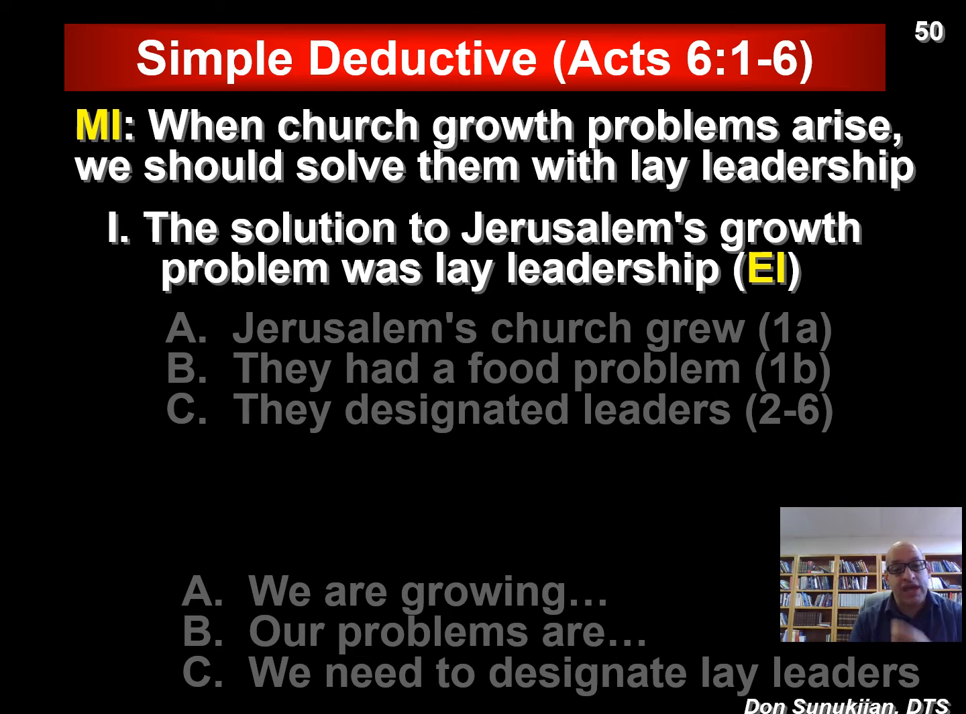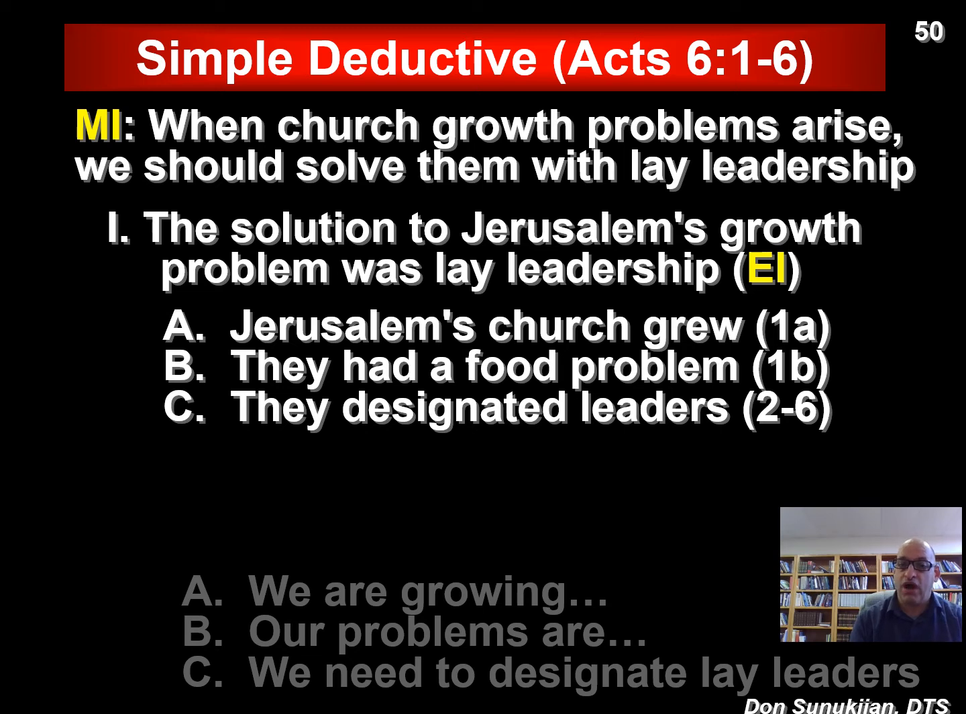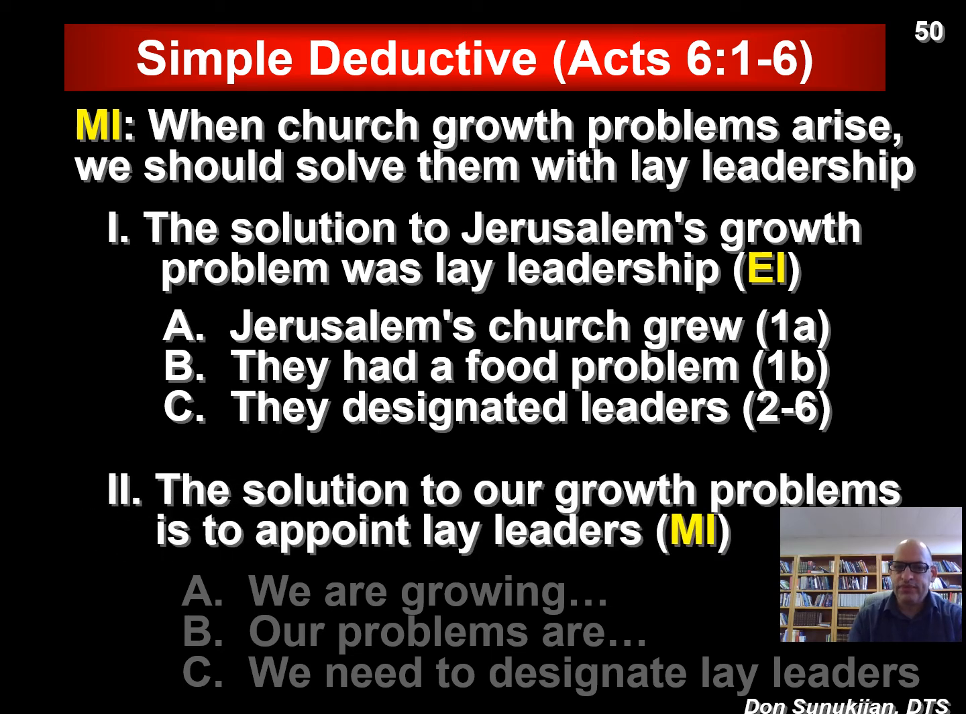But notice what A is. The Jerusalem church grew. They had a food problem and they designated leaders. So again, I'm showing the textual side of the preaching moment. Then we move from textual to the applicational. The solution to our group problem is that we too need to appoint leaders to the ministry task.